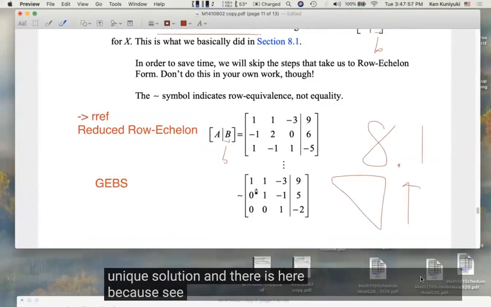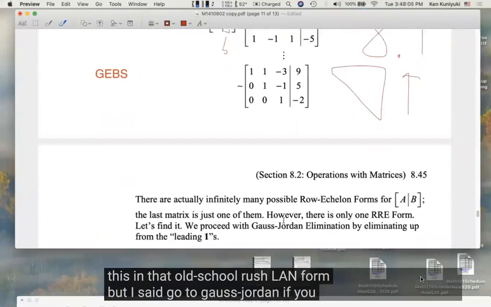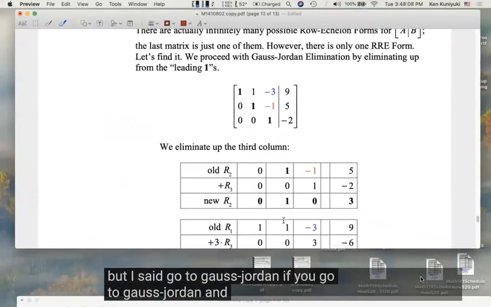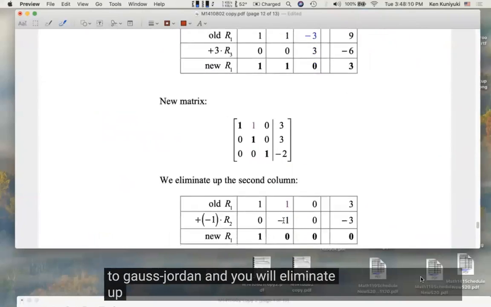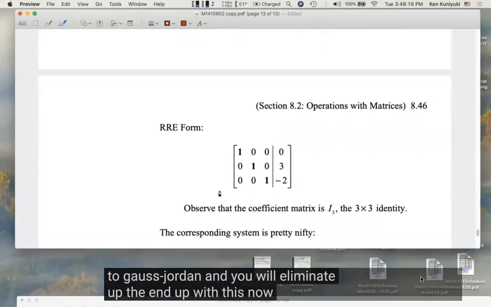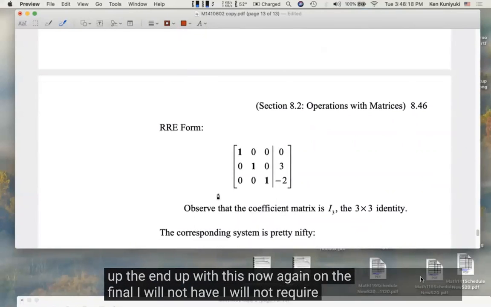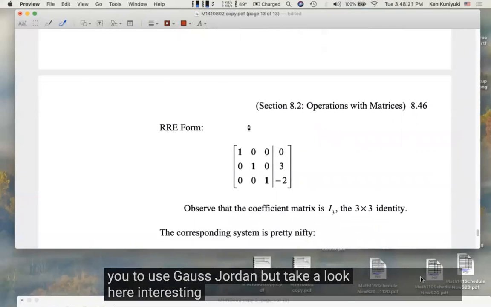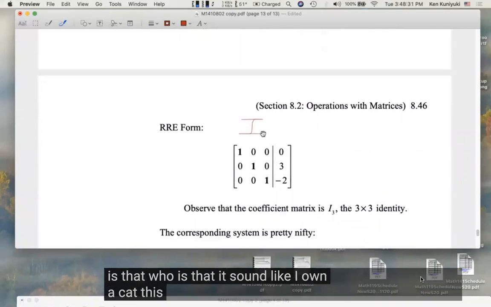And there is here, because we have this in that old school row echelon form. But I said go to Gauss-Jordan. If you go to Gauss-Jordan and you eliminate up, you end up with this. Now again, on the final, I will not require you to use Gauss-Jordan, but take a look here. Interesting. So on the left side, who is that? This is I sub 3. It's the 3 by 3 identity.